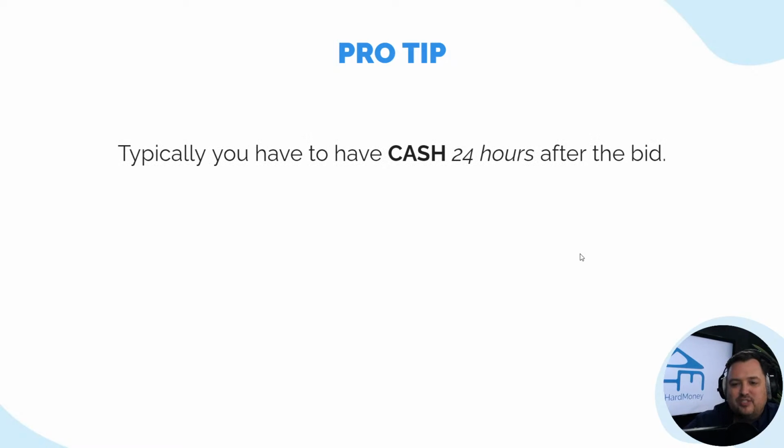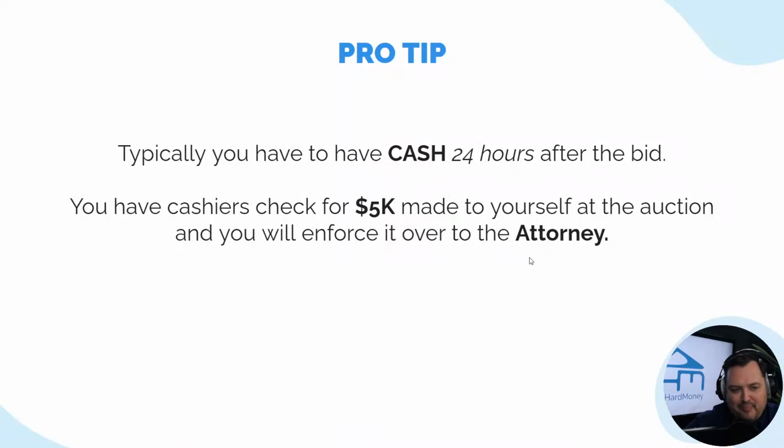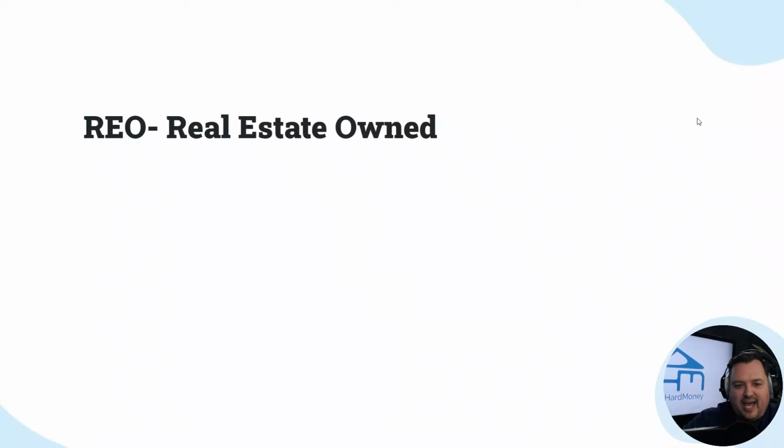Another pro tip, you typically only have cash. You have to have cash within 24 hours of your bid. And this isn't you get a loan. This isn't you call a hard money lender. This is cash 24 hours after the auction happens. And in most cases, you have to have a check for $5,000. You typically get a cashier's check or a bank check, make it out to yourself, and then you can endorse it over to the attorney when the sale actually happens.